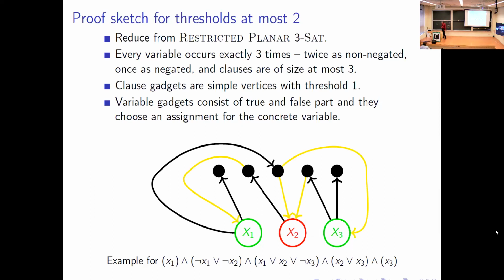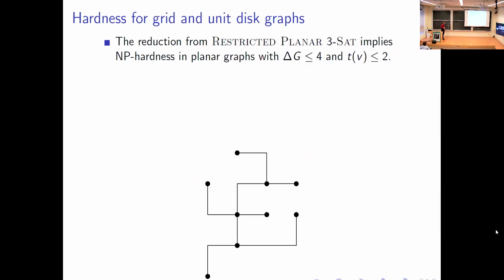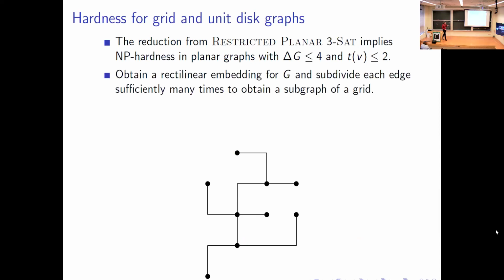So we reconstruct the assignment for the formula. So this reduction already implies hardness in planar graphs when the degree is at most 4 and the thresholds are at most 2. But to make it a grid, so again, obtain this nice embedding, and now all we have to do is just subdivide it sufficiently many times.